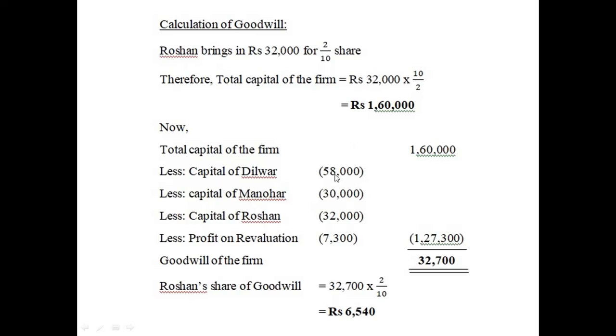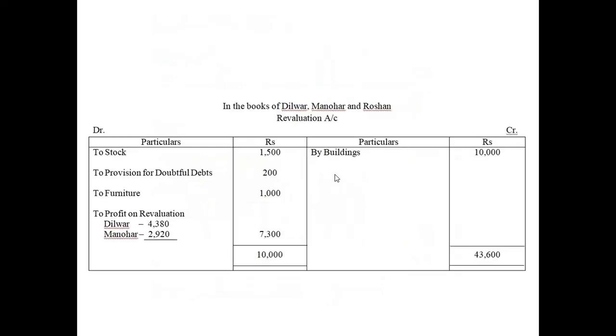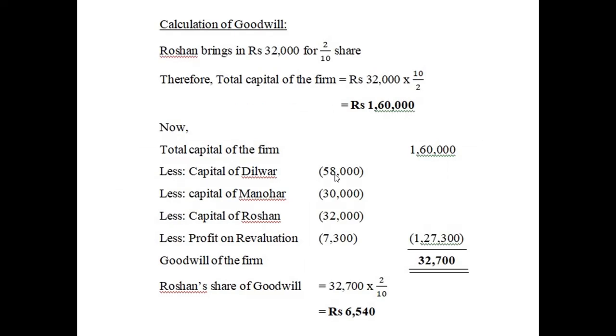Capital of Dilwar, 58,000, which is already appearing in the balance sheet of the question. Capital of Manohar, 30,000. Capital of Roshan, 32,000. And less profit on revaluation, 7,300. If there was loss, then we would add here. But in case of profit on revaluation, we subtract.